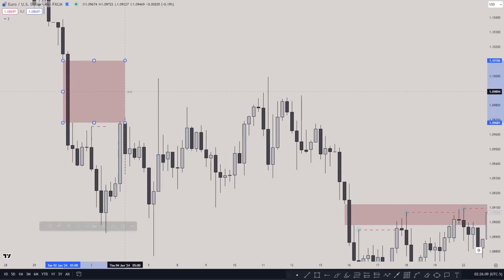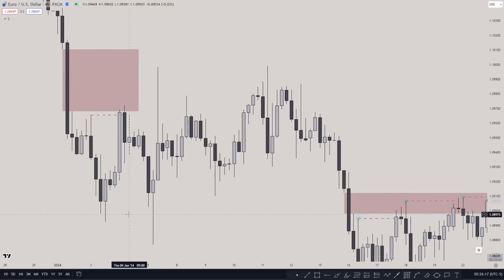And you see what happened? We extend this fair value gap to the right. We can see that price came to this level, into the fair value gap, and started going lower. To where?